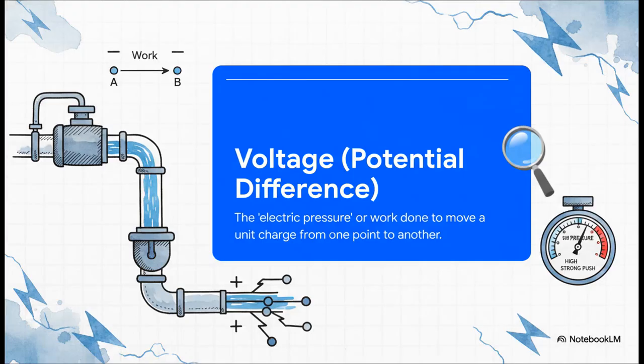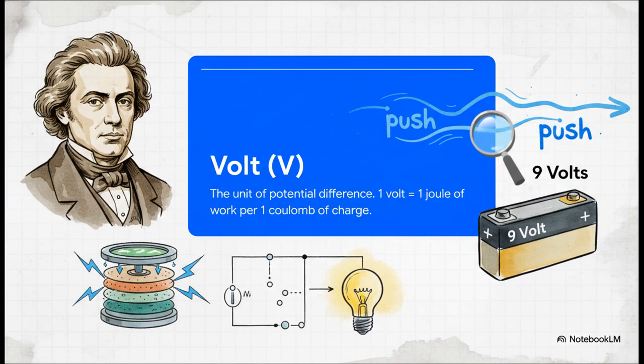Now, there's a more formal technical definition about the energy needed to move a charge, but honestly, just thinking of voltage as electric pressure is the most intuitive way to get it. It's simple. More voltage means a stronger push, and a stronger push means more current can flow. We measure this electric pressure in volts, named for Alessandro Volta, the guy who invented the first electric battery. So the next time you see a 9-volt battery, you'll know exactly what that means. It's a measure of how much push that battery can give to the electrons in a circuit.